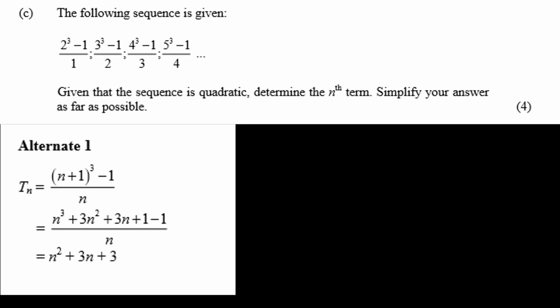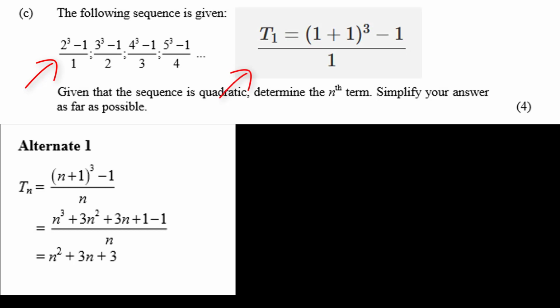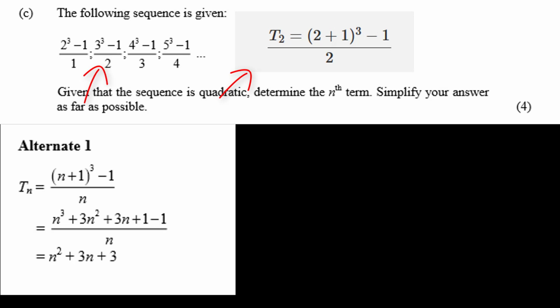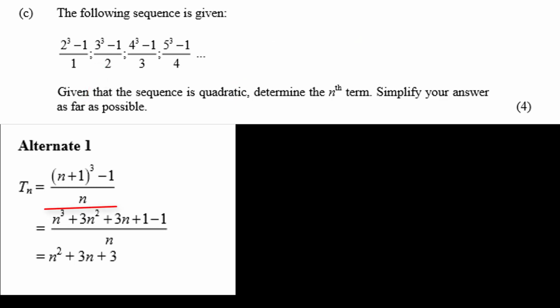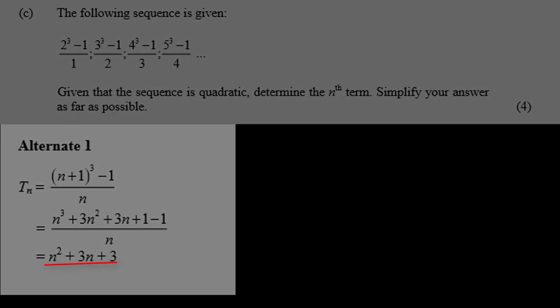Here is a slightly more advanced way of achieving the same result. The hook is that even though the numerator has a cubed term, this is still just a quadratic sequence. If you look at each of the terms in the sequence, you can see that they form the following. T1 equals 1 plus 1 cubed minus 1 all over 1. And term 2, T2, is 2 plus 1 cubed minus 1 all over 2. So the nth term is n plus 1 cubed minus 1 all over n. Dividing the numerator and the denominator by n gives us n squared plus 3n plus 3.